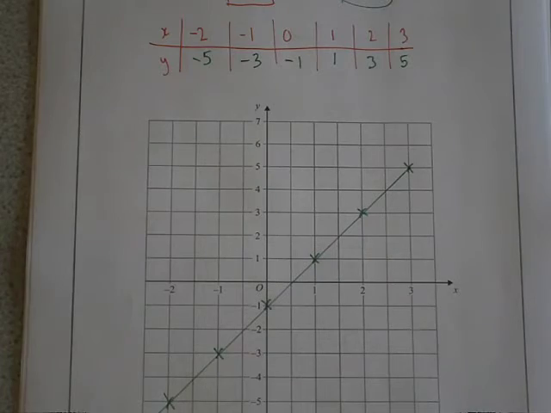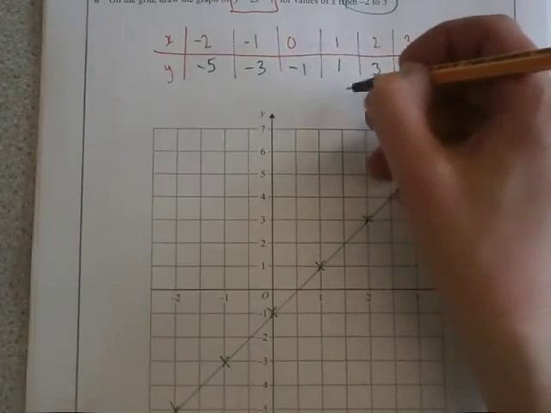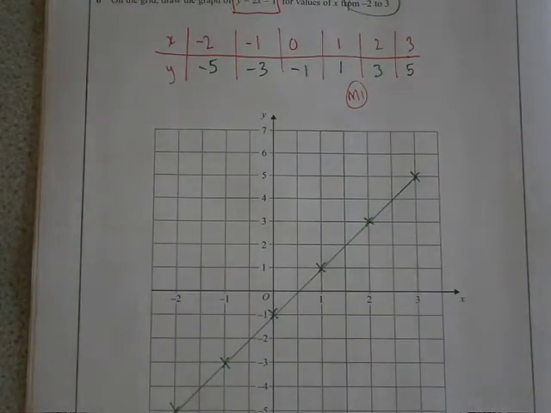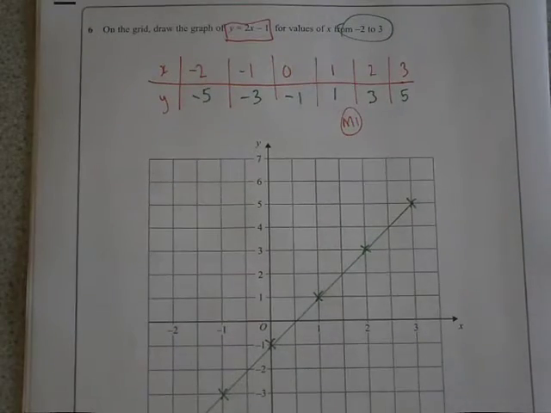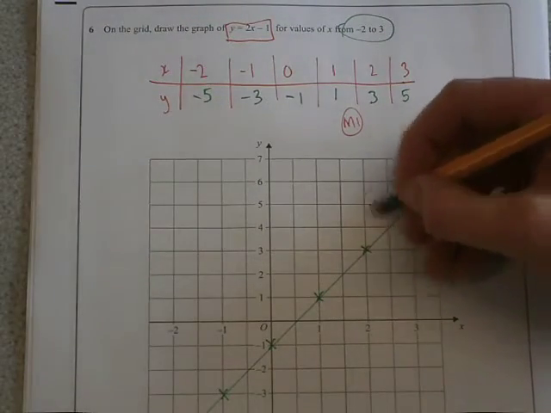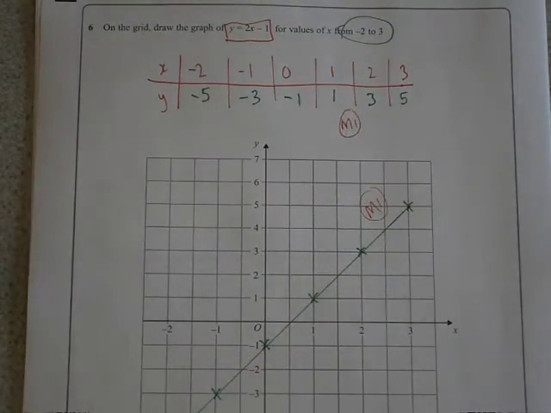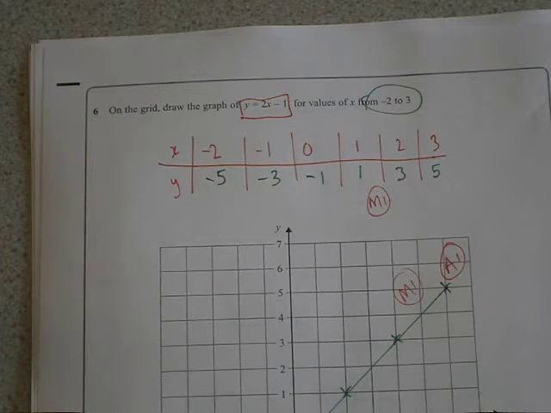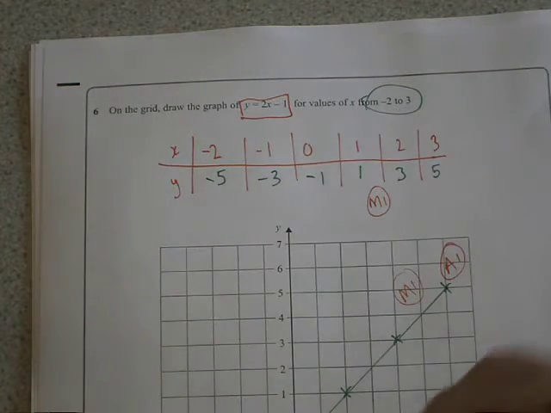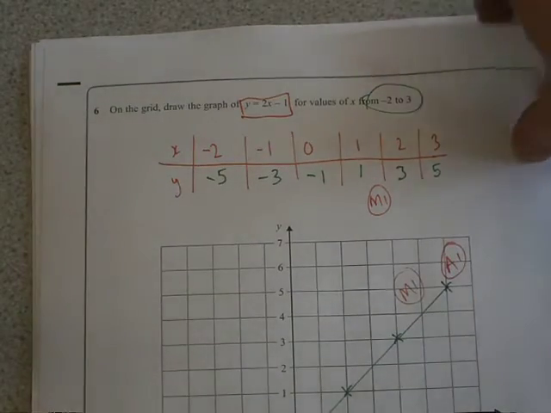Now if you've got a couple of correct points there, you'd get 1 mark. You'd get another mark for attempting to plot these points. And so your final mark is for that straight line that goes from -2 to 3. So that's 1 for some points, 1 for actually plotting them here, and 1 for the line.